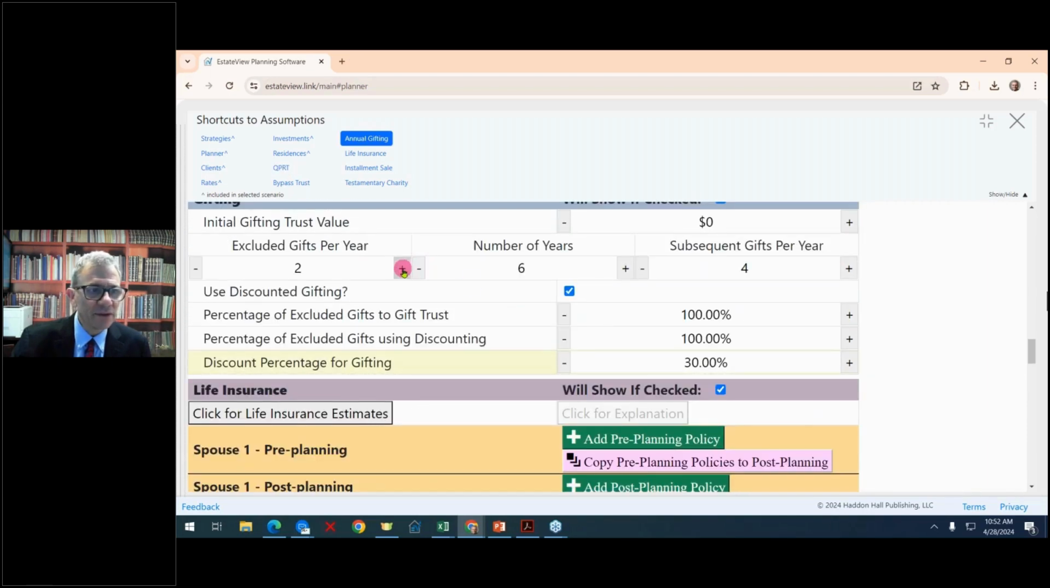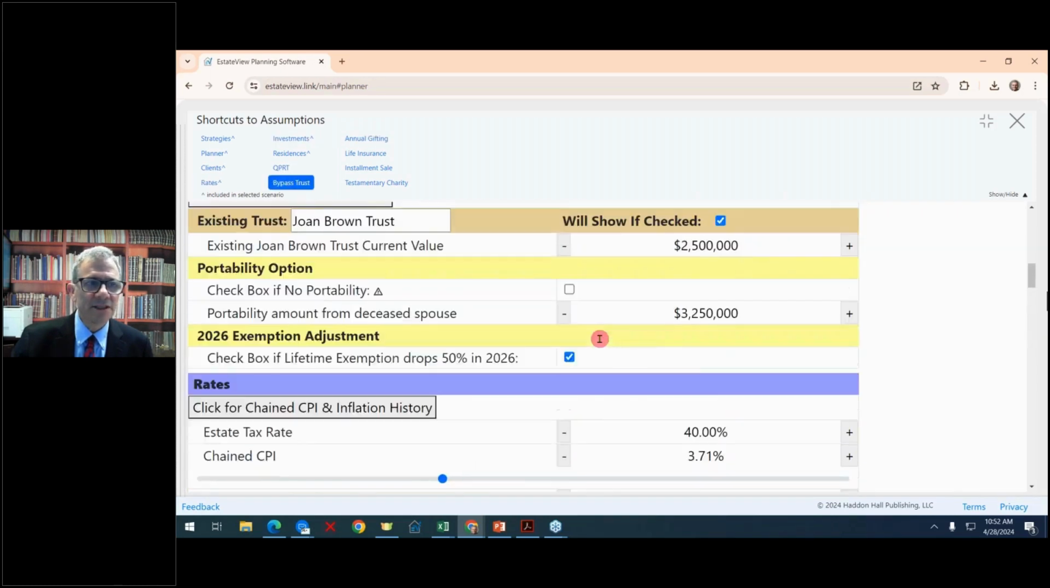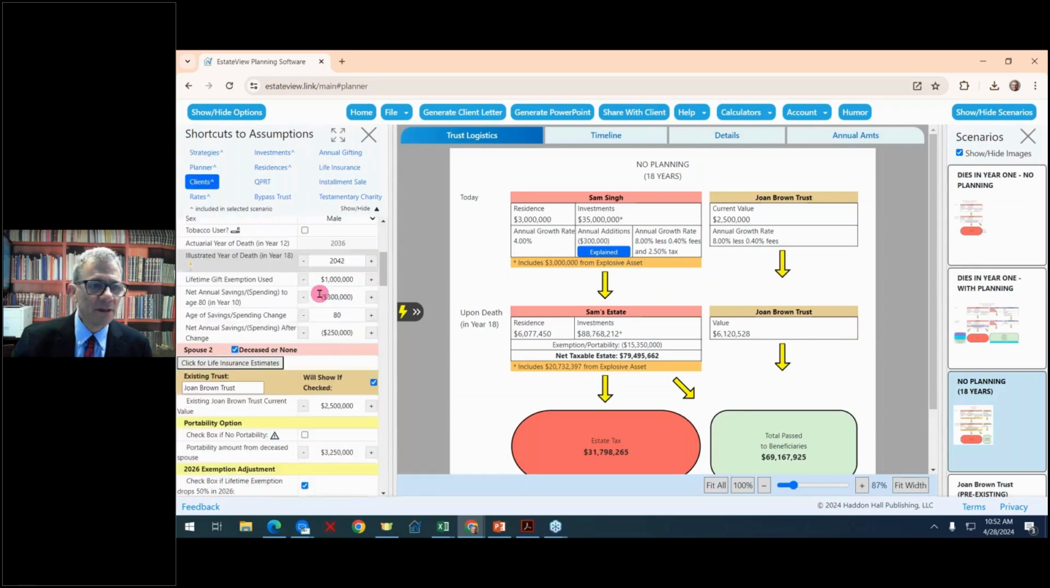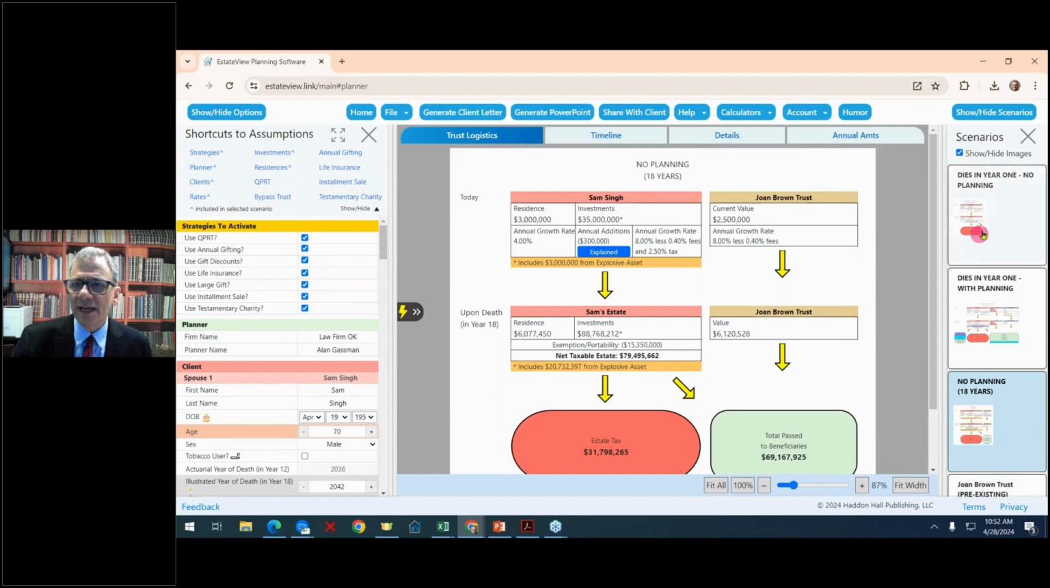He may have 2 children now and expect to have 6 Crummey powers after 6 years, for example, or 4 Crummey powers after 6 years. He may have an LLC that he can use to make discounted gifts. Let's just see where we are so far with him. So I click on the red cross type thing. My inputs went back to the left, and now I click on dies in year 1, no planning.